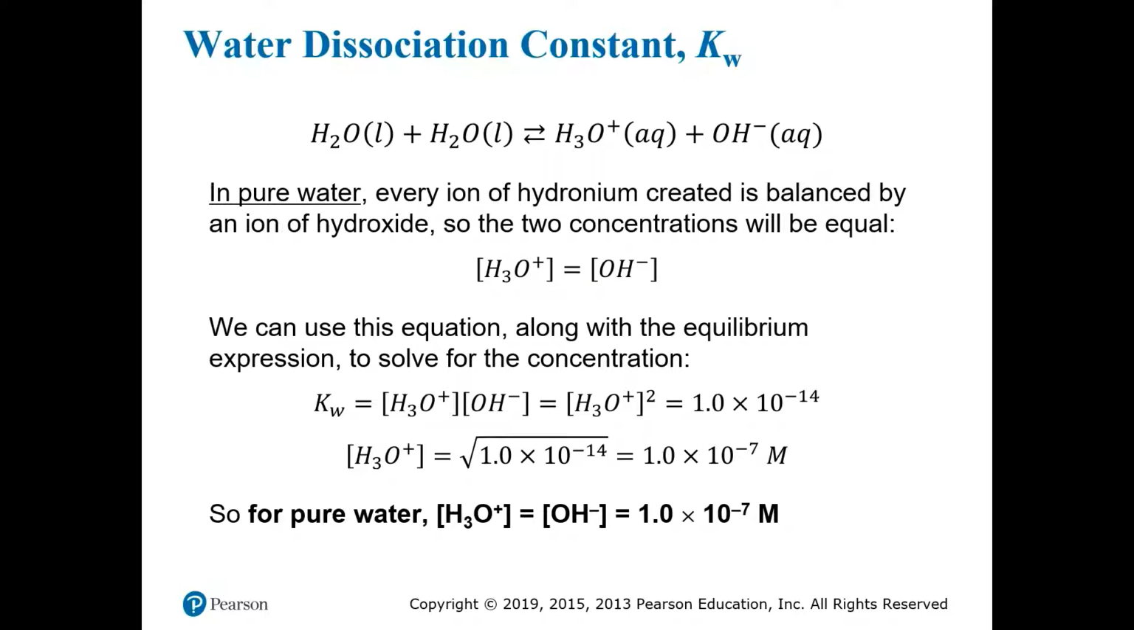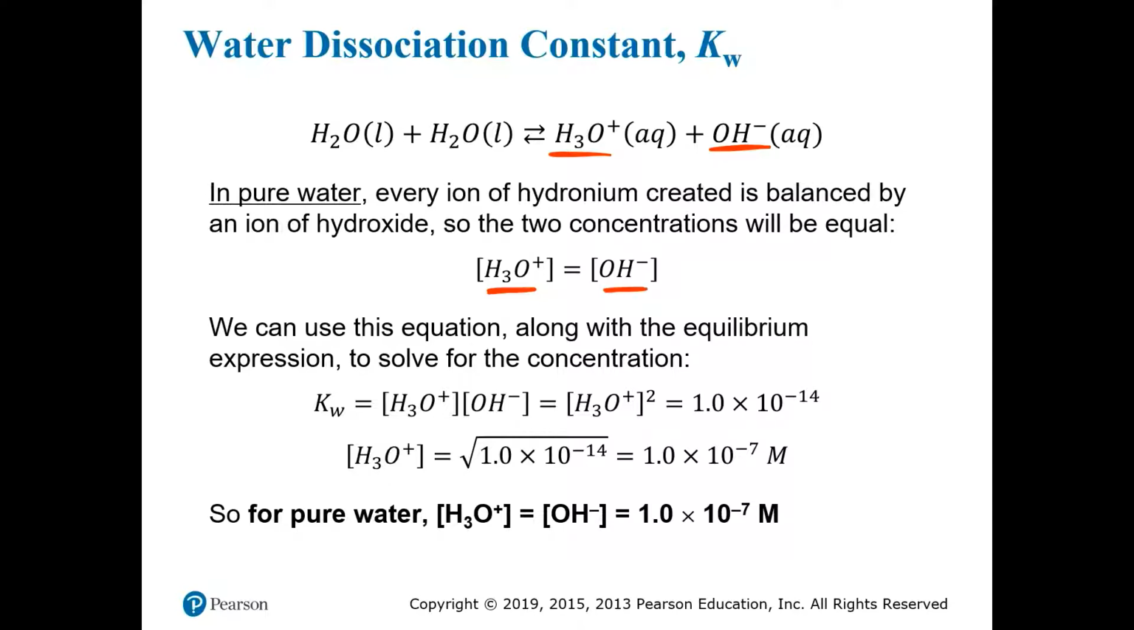From this reaction, we can also see that in pure water, every time one water molecule loses a proton to become hydroxide, another water molecule has to gain a proton to become hydronium. What that means is that if the water is pure and there's no other substances around, the concentration of hydronium is going to be exactly equal to the concentration of hydroxide.